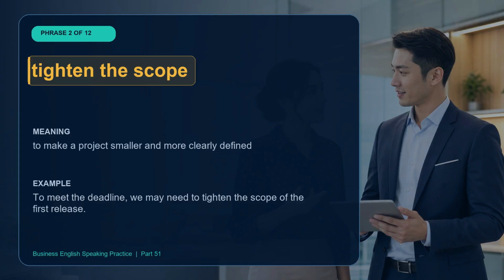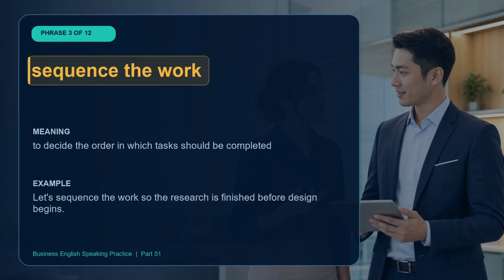If time or resources are limited, tightening the scope means removing lower priority work and concentrating on the most valuable outcome. This phrase is useful when a project is becoming too broad or complicated. Now repeat. Tighten the scope. Phrase 3. Sequence the work.